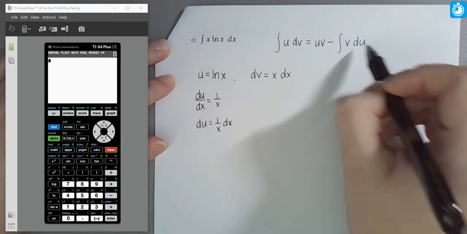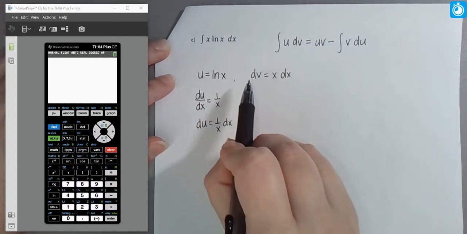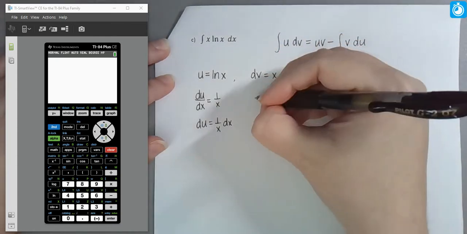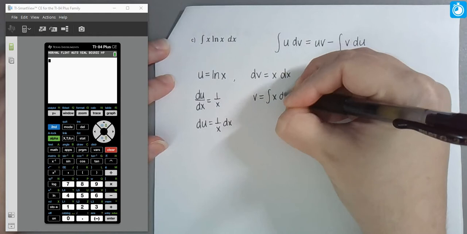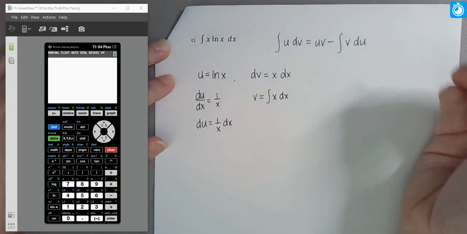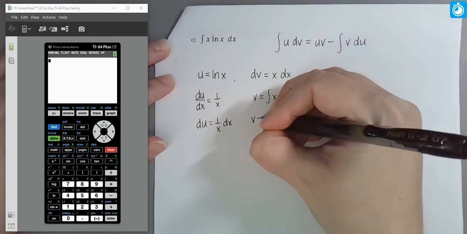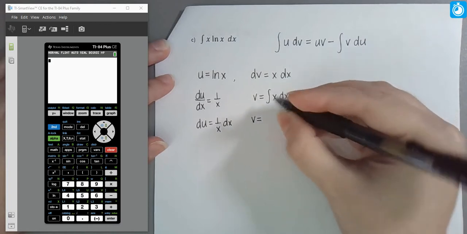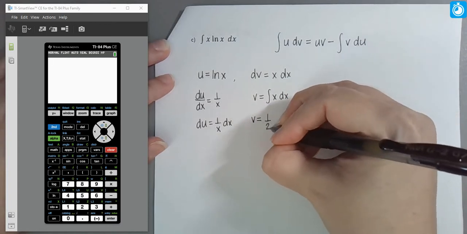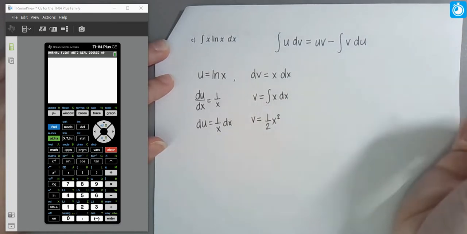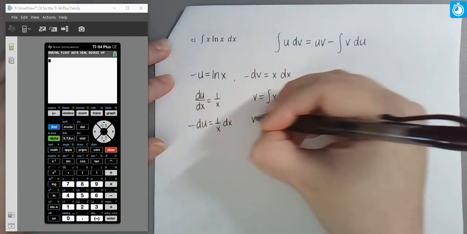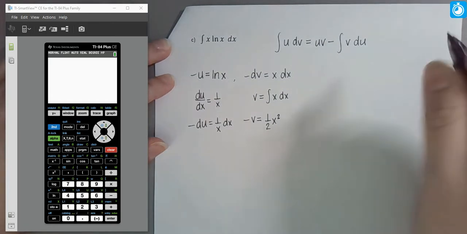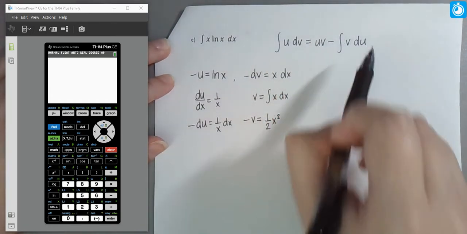Okay, so we know what our du is. And then for dv, we need to integrate to get v. So v is going to be the antiderivative of x with respect to x. And we know that's going to use the power rule. So increase the exponent, divide by the new exponent, and we get 1/2 x squared. So we have our u, our dv, our du, and our v. So let's plug into our formula and see what we get.